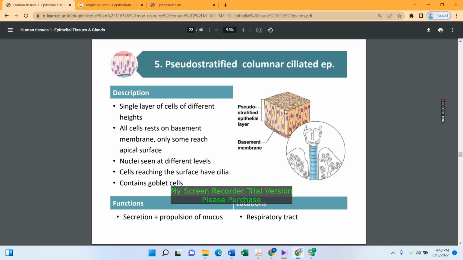Because of that reason, the surface epithelium of the respiratory tract has to have cilia, which helps in the propulsion of mucus, the traveling of mucus, right? So this cilia is important to sweep them off, and also in secreting mucus, the secretory cells in columnar epithelium become important. So, a single layer of cells of different heights.